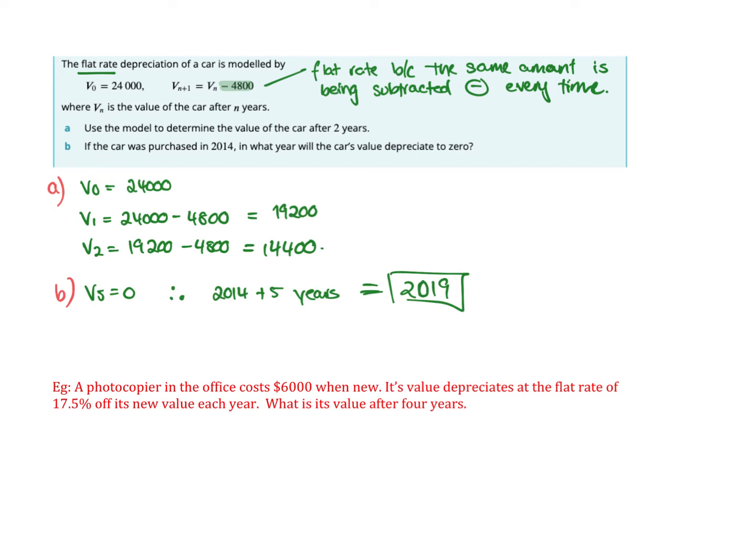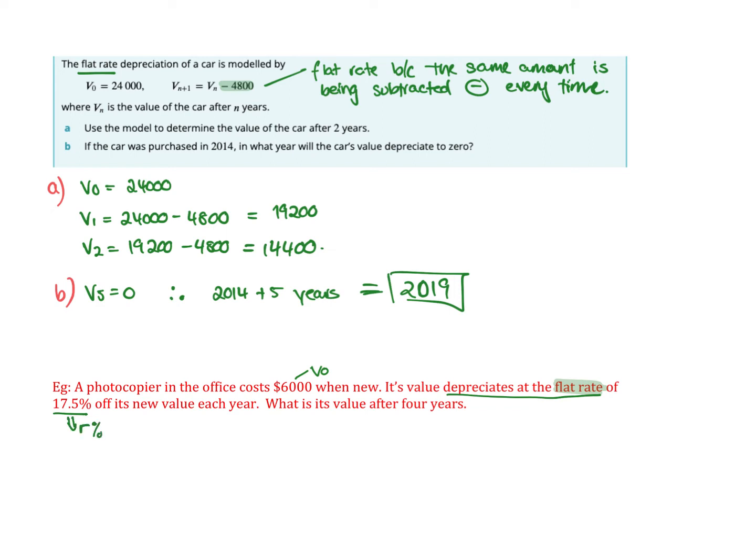Here is another example. A photocopier in the office costs 6,000 when new. So they're telling me a V0 then. And then it says it depreciates using flat rate. This is where we're going to have to start highlighting it, because there are other methods of depreciation, so we have to know which method they're using. So they're using flat rate, and they told me that it's 17.5% off its new value each year. So that's a way of describing flat rate anyway.